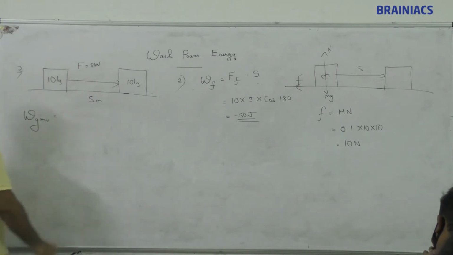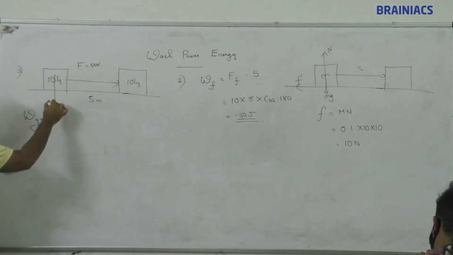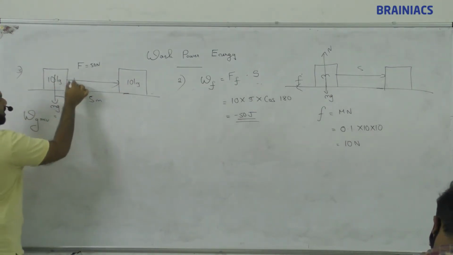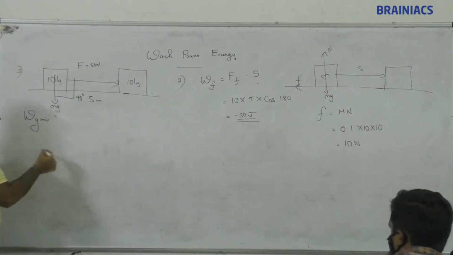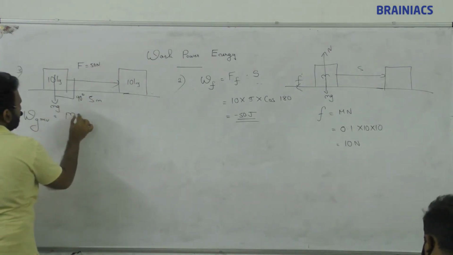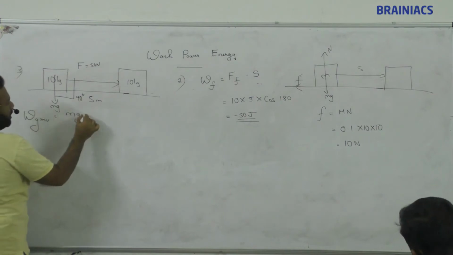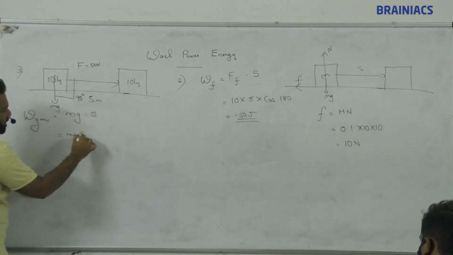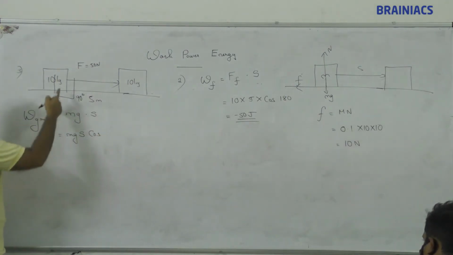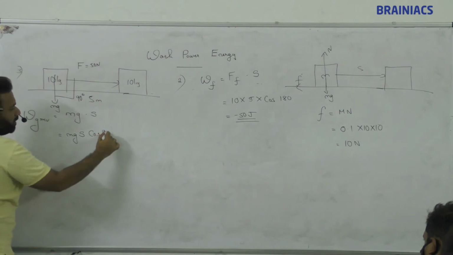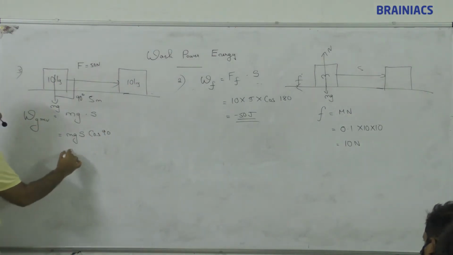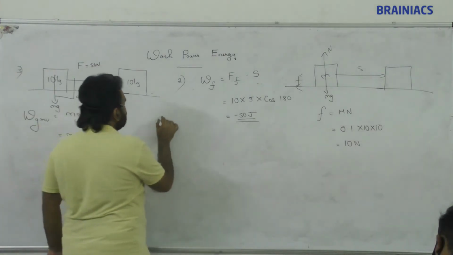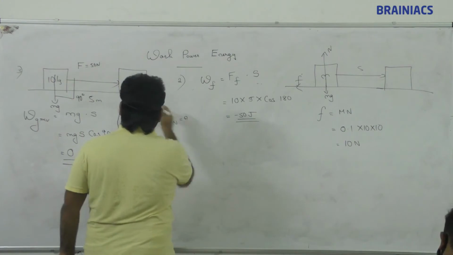Okay, let us see. What is gravitational force? mg. Acting in which direction? In this direction. What is this angle? 90 degree. So now mg dot this displacement s. So mg s cos what? The angle between force and displacement is 90. Okay, clear?